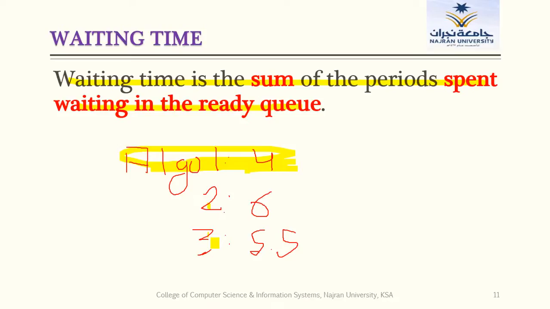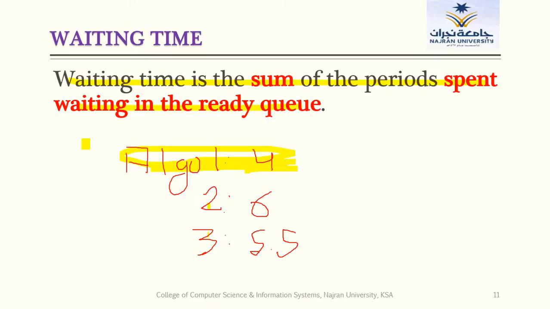Now suppose you are going to Pizza Hut to buy pizza. After giving your order, you need to wait. How much time will you wait? 10 minutes, 20 minutes, 30 minutes. If the waiting time is less, that pizza shop will be better. We say it's very good because time is very important. Time is money. So we need to calculate waiting time. If waiting time is less, then we say that algorithm is best. In this example, algorithm 1 is best because its waiting time is less compared to algorithm 2 and algorithm 3.